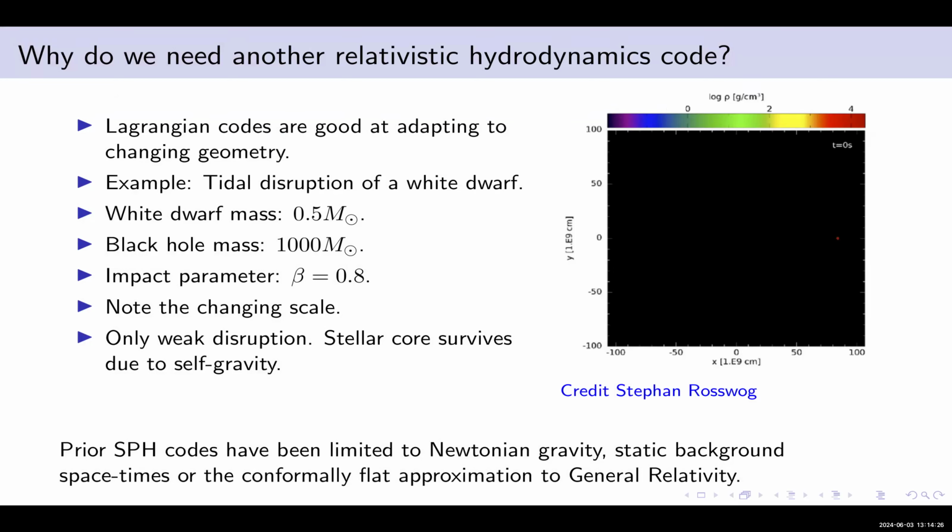So in the past, there have been SPH codes used in astrophysics, but they have typically been limited to, as in this case, Newtonian gravity or static background spacetime or the conformally flat approximation to general relativity. And so as far as I know, the code we have been developing is the first that has done full GR with SPH.